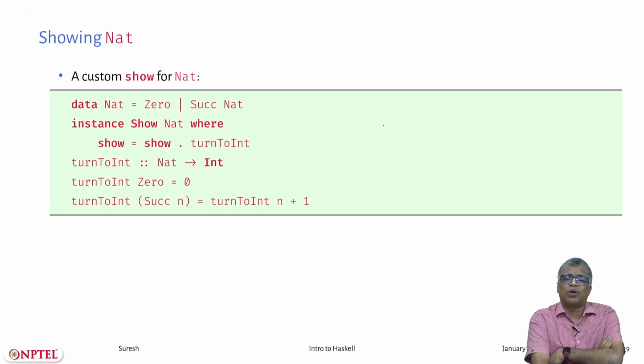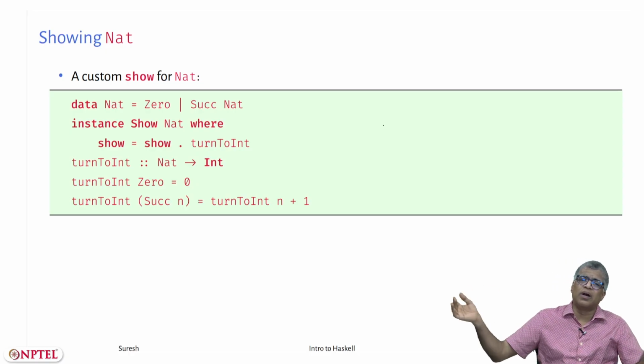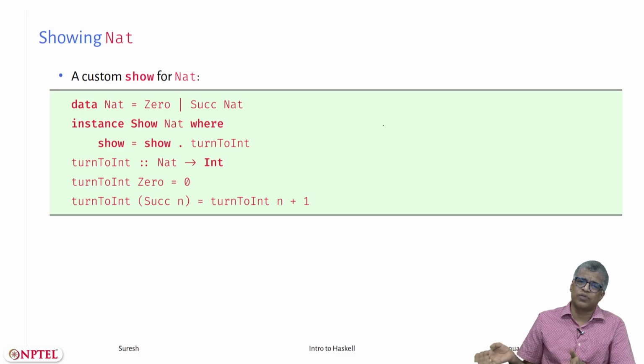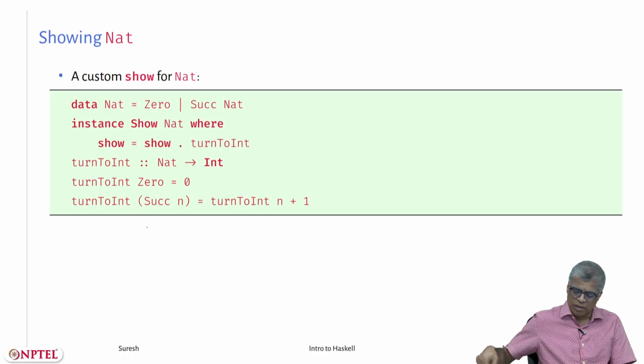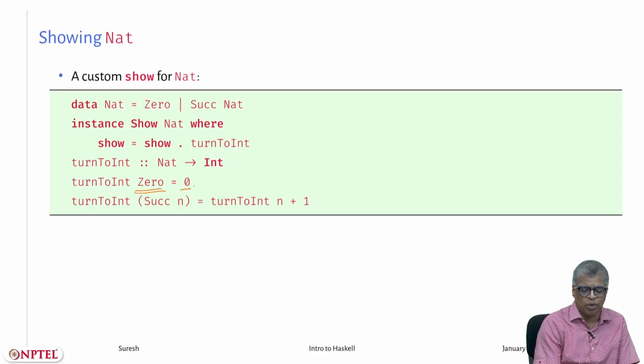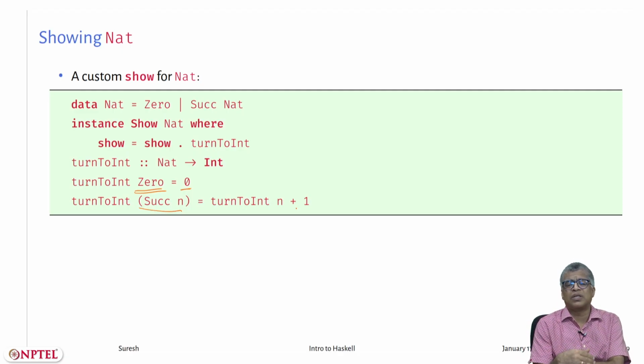But what happens is that when you try to compute all this in GHCi, you will get some big successor of successor of successor of successor of 0 kind of representation. So one thing you can do is to define your own custom show. What you do is you just turn your nat into int, the inbuilt int type. So turn to int 0, the 0 with the capital Z, that is just the number 0. Turn to int of successor n is turn to int of n plus 1. Let us try to program all this and see what results we can see.